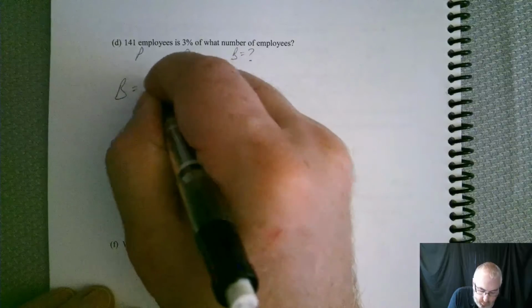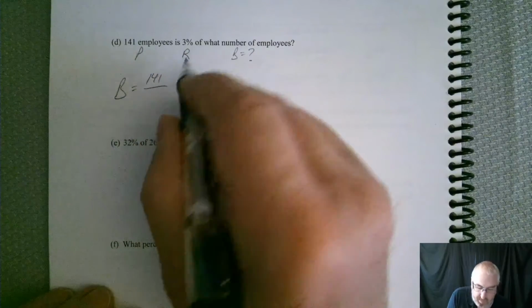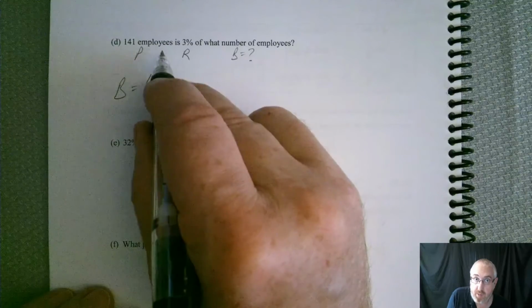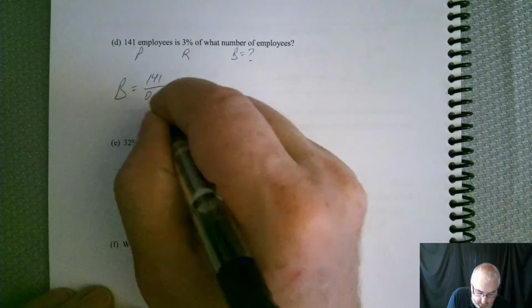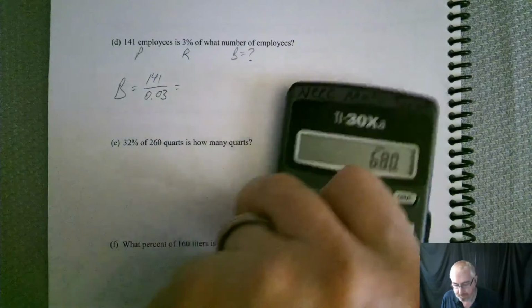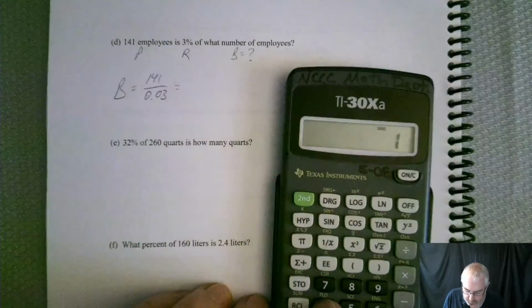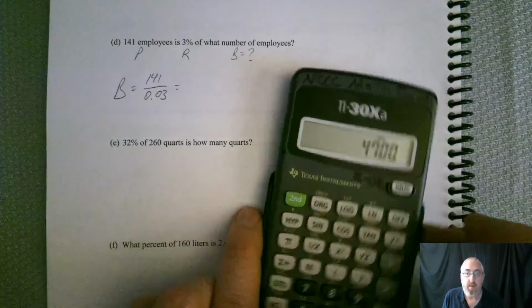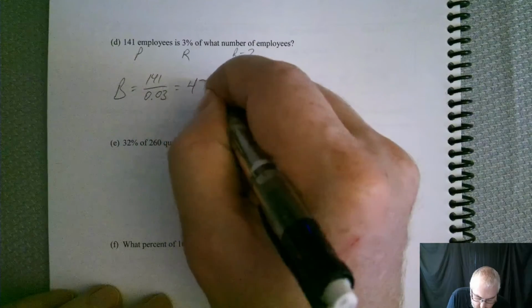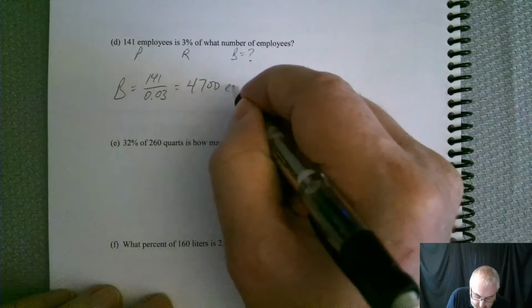So 141 over, and if we change 3% to a decimal, it's going to go to the left 2 places, so we're going to need an extra 0 in there. So let's see what we get. So 4,700. And don't forget those units.